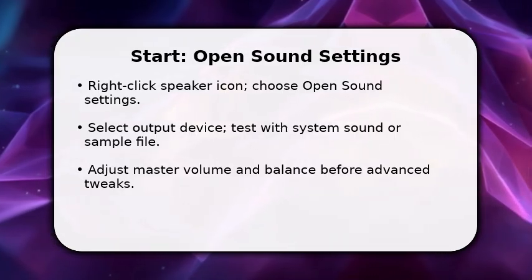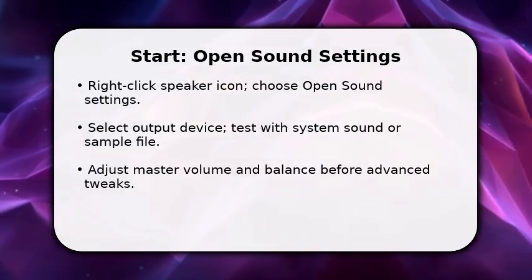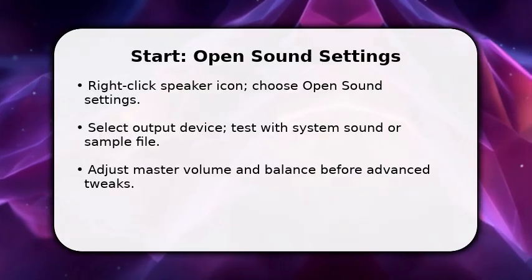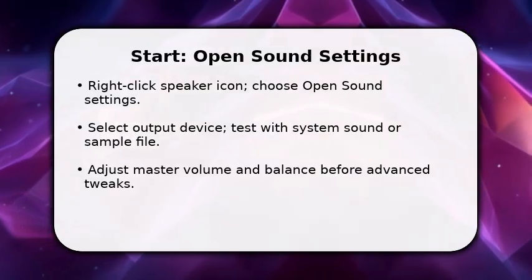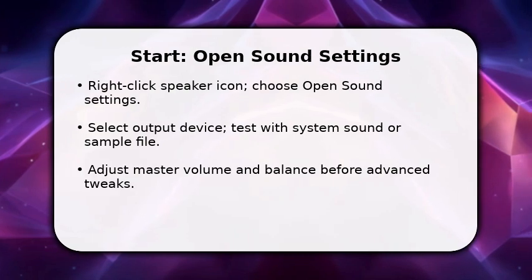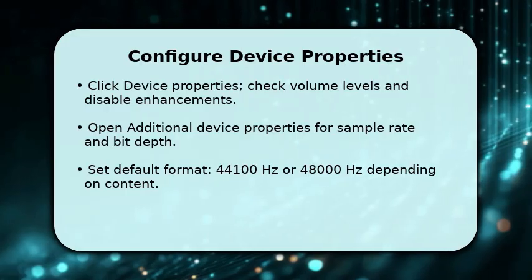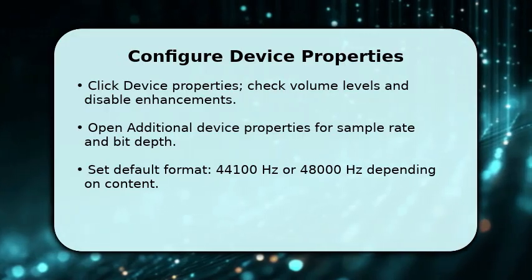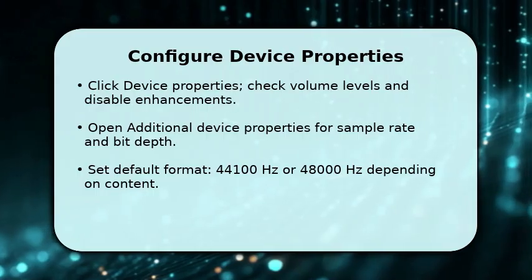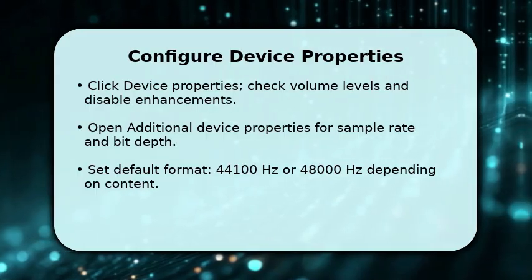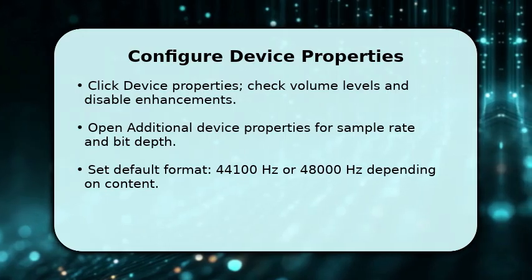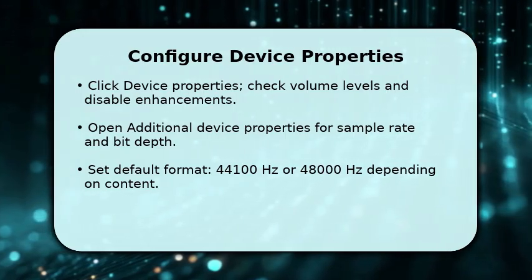While listening, adjust the master volume and left-right balance to establish a baseline. This prevents later changes from being misleading and saves time when you move to device-specific controls. Next, dive into device properties for the output you selected so you can change behaviors at the device level. You'll disable audio enhancements if you experience distortion, because software effects often conflict with hardware.